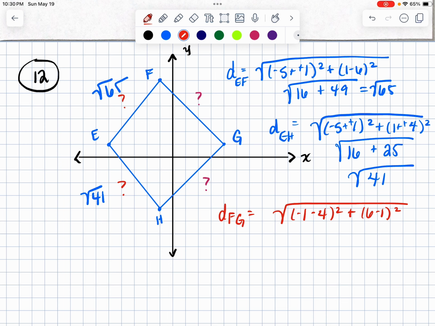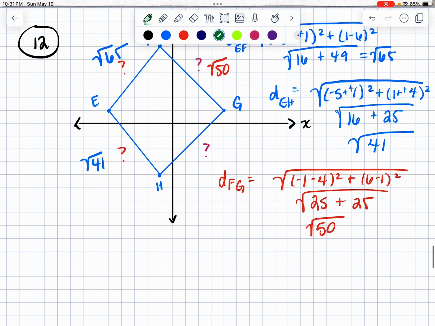Okay, so what do I get? I get negative 1 minus 4, that's 5, so that's 25, plus 25, that's the square root of 50. I just really feel like I did a calculation wrong somewhere. I'm going to double check my work in just a second. This has turned out really funky.